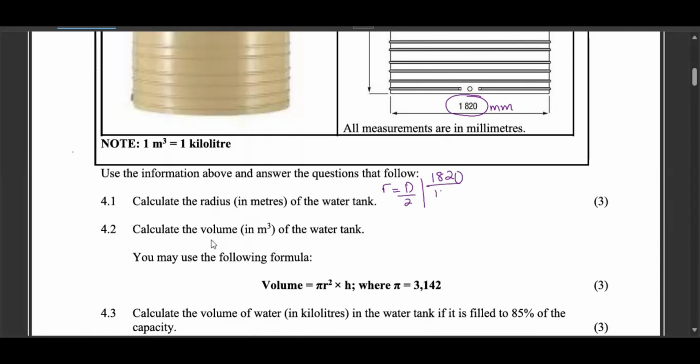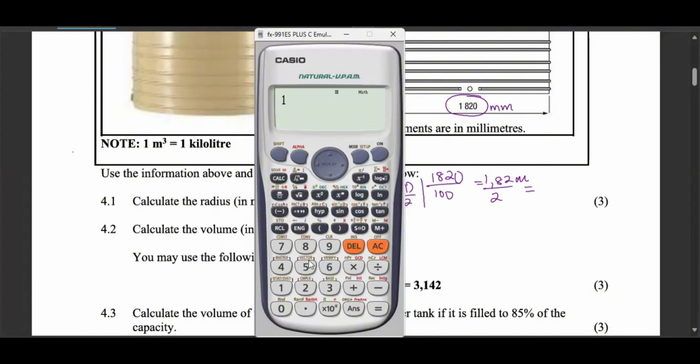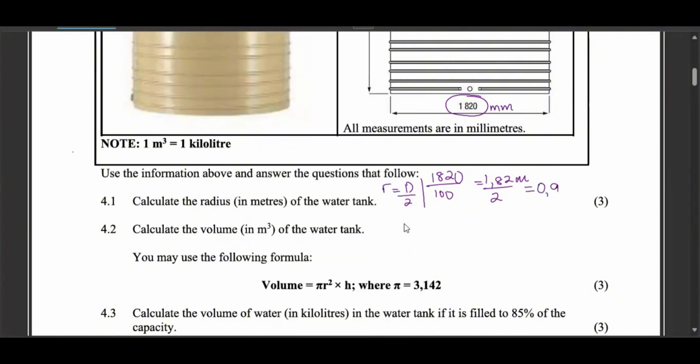So we shall say 1,820 divided by 1,000. This is 1,82. These are meters. But this is the diameter. So we shall divide this by 2. And we get the answer as 1,82 divided by 2. Then we divide that answer by 2. So the radius is 0,91. This is the radius.